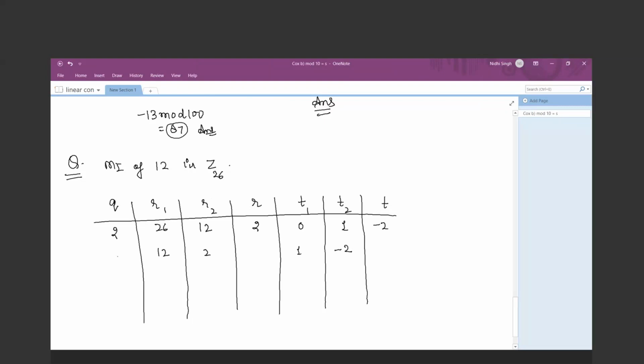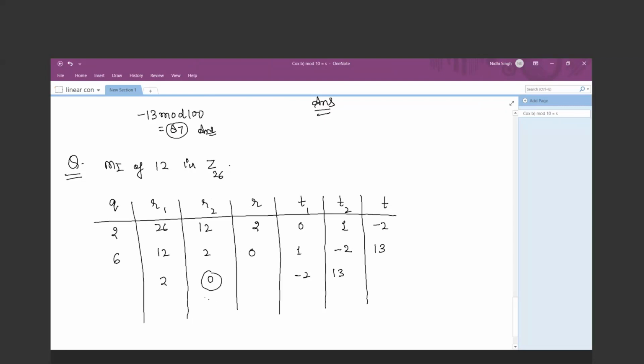So again, you have to divide it. The quotient will be 6 and the remainder will be 0. The value of T will be 14. So shifting will be 2 and 0 and minus 2 and 14. So now R2 is 0. So the condition is terminated.